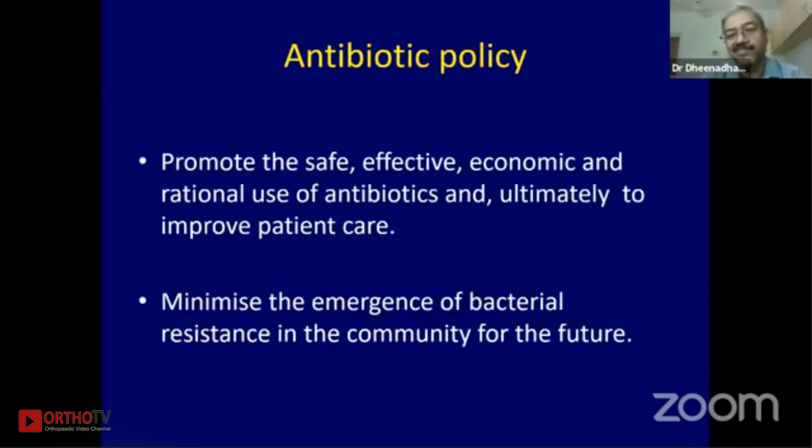But the antibiotic policy in every hospital is set up to provide safe, effective, and economic rational use of antibiotics, and ultimately to improve patient care and minimize the emergence of bacterial resistance in the community for the future. As a whole, we are all responsible, because in future there are not going to be many antibiotics. We, at large, must be responsible to use our antibiotics economically.